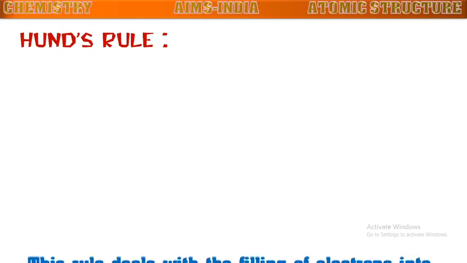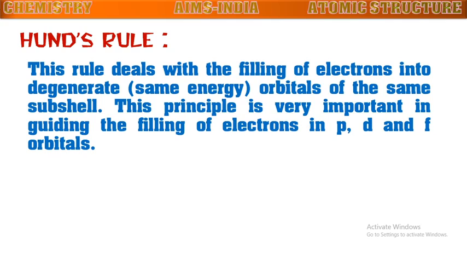Now let us talk about Hund's rule. This rule deals with the filling of electrons into degenerate orbitals of the same subshell. Here degenerate means the same energy; simply put, the orbitals in the same subshell are called degenerate orbitals. This principle is very important in guiding the filling of electrons into p, d and f orbitals. That means the subshells p, d and f contain more than one orbital each, and these orbitals in the same subshell are called degenerate orbitals. How these degenerate orbitals are filled by the electrons is explained by Hund's rule.